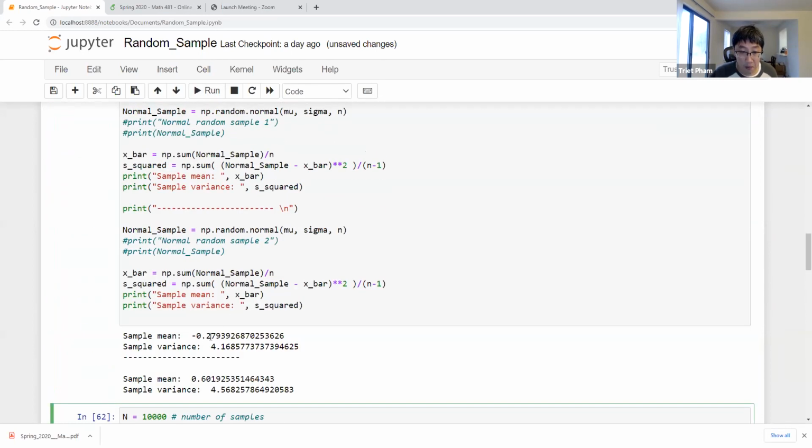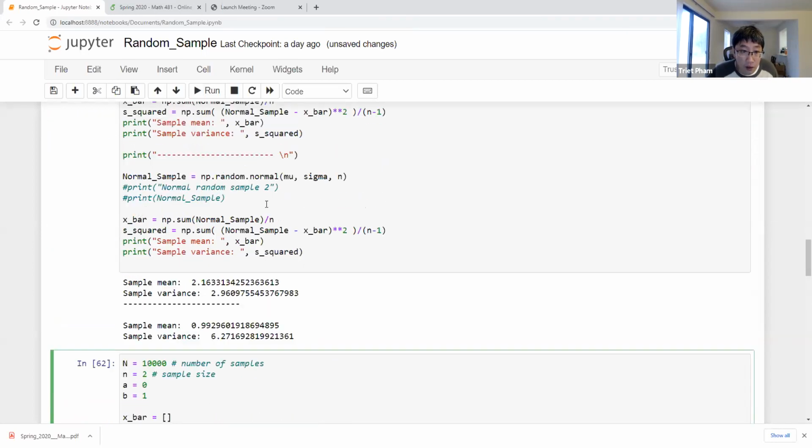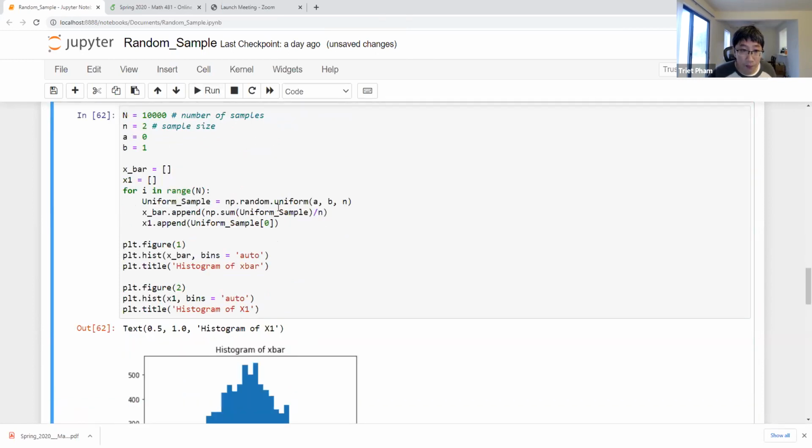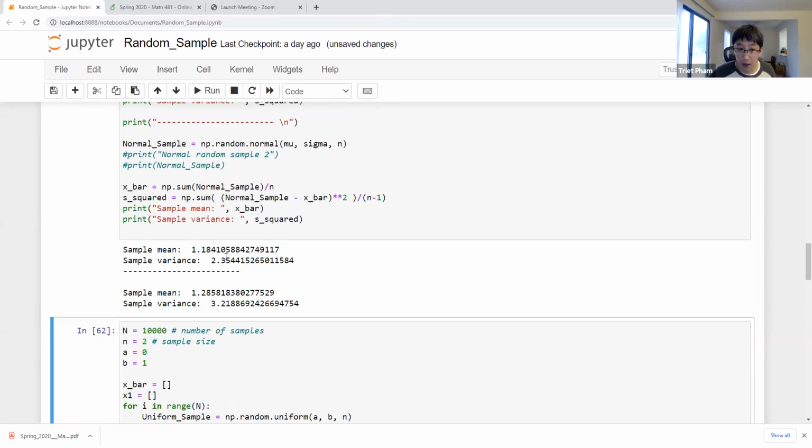So you see the sample mean here is a negative number, even though the true mean is 1. No surprise there, it's a random variable, a normal random variable. You cannot force it to be anything. Let's run it again. 2.16. This is sample variance again, the target is 4, but it's 2.96. The second time you do it, somehow this is close to 1, but this is 6.27. Run one more time. Very different numbers. So sample mean and sample variance are random numbers.